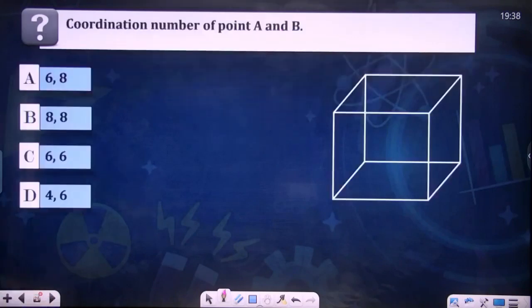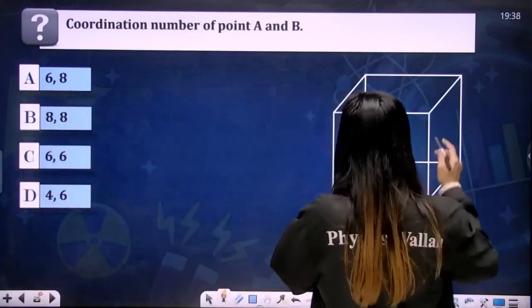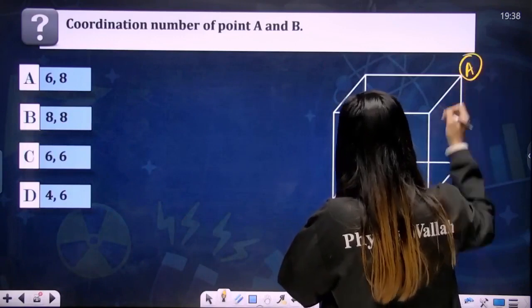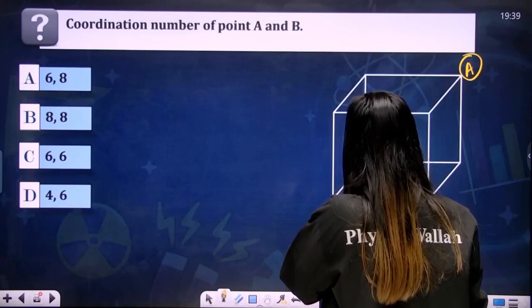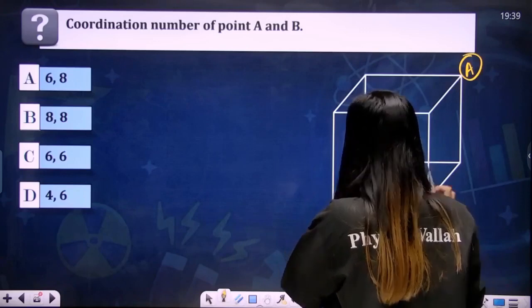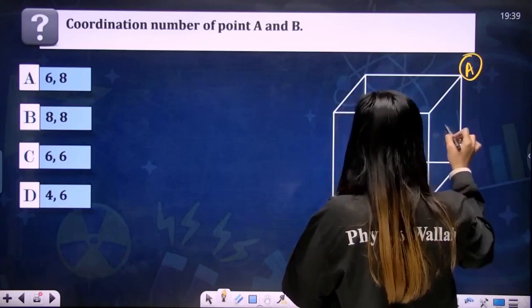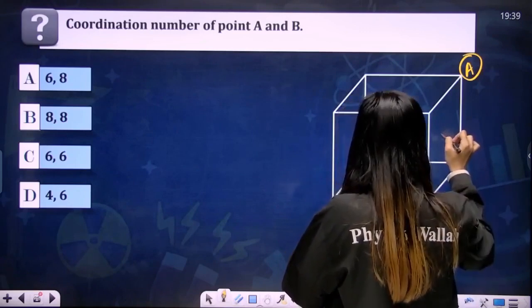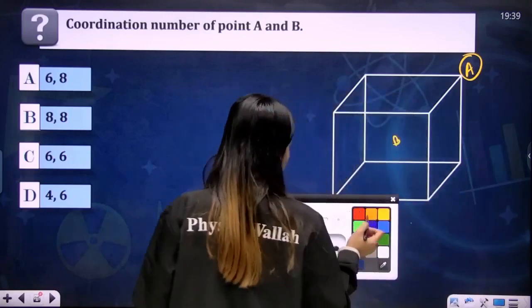Next. The question says to find out the coordination number for point A and B. We don't have A and B marked here, so I'll mark A and B on my own. Let's say your A point is here and your B point is here. Try to do this question.